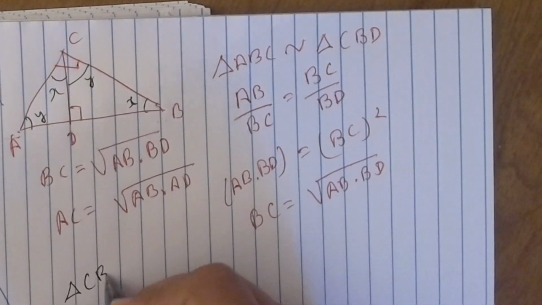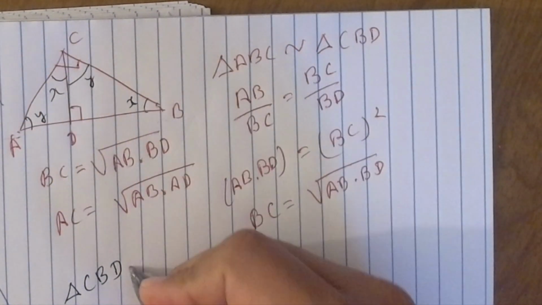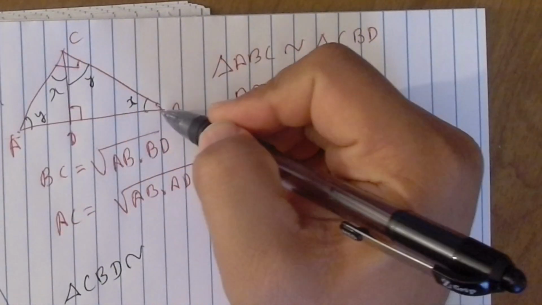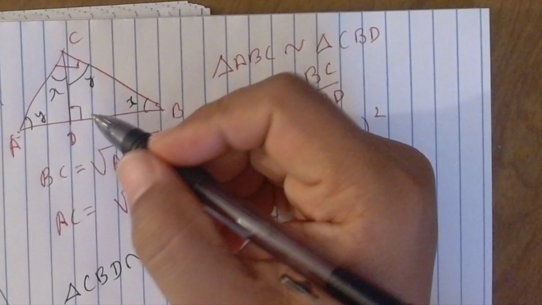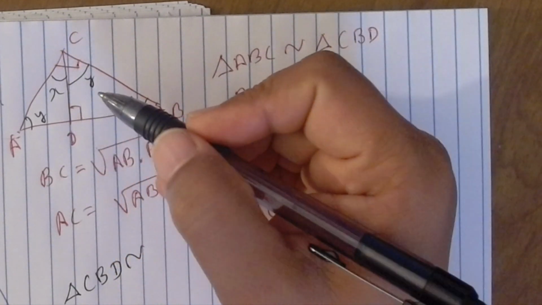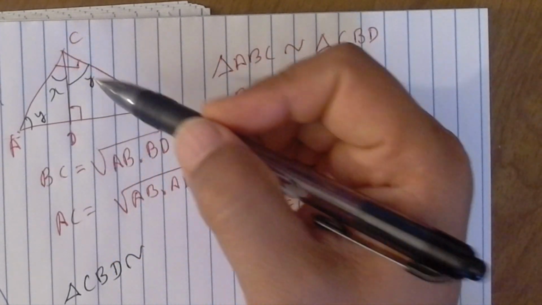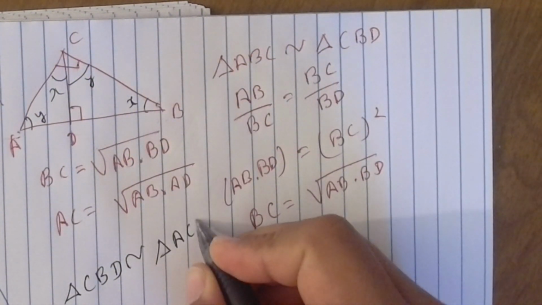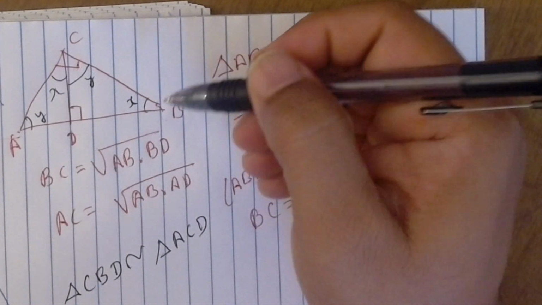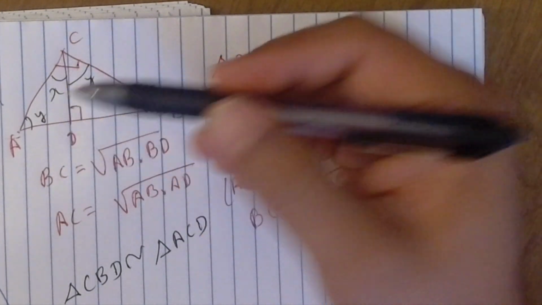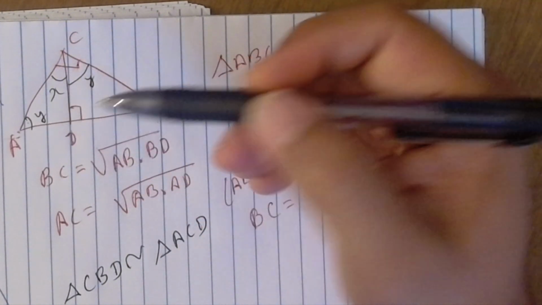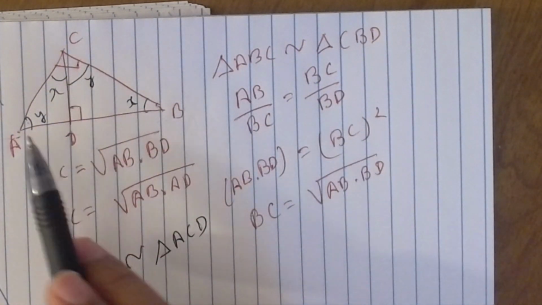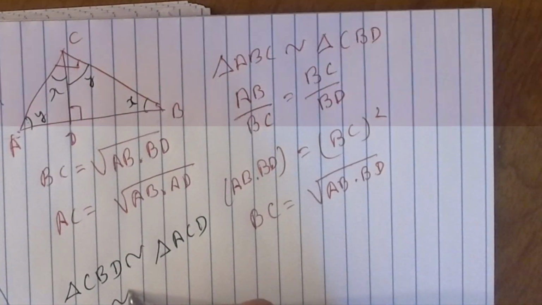Triangle CBD will be similar to which triangle? Triangle CBD, starting from 90, BD will be similar to what? It is starting from Y, then X, so A, C, D. Triangle ACD. Correct? Because it is starting from what? Y. Correct? Y, X, and this. And the whole triangle will be similar to triangle what? Y, X, and 90. ABC is similar to triangle ABC.